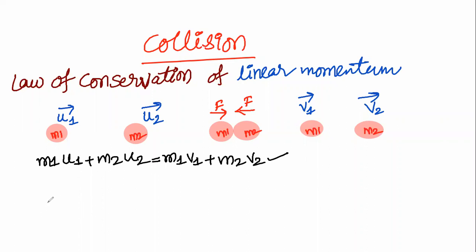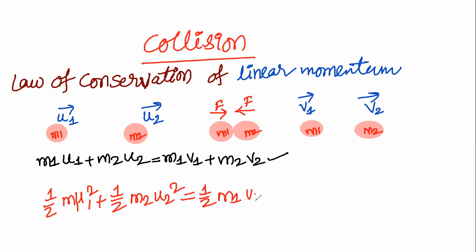According to the law of conservation of kinetic energy, half m1 u1 squared plus half m2 u2 squared is equal to half m1 v1 squared plus half m2 v2 squared.